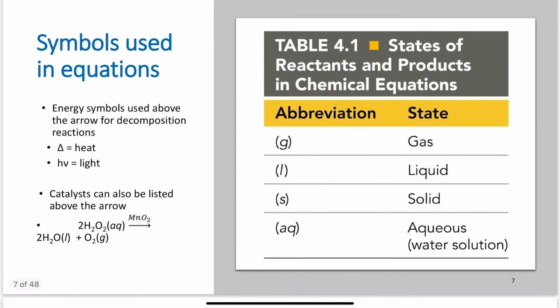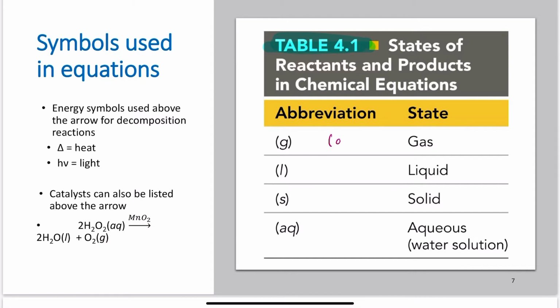Another thing you need to be comfortable with is using symbols in these equations. We have symbols that represent the physical state of the compound. We also have symbols that can be used to identify if we're using heat or light or a catalyst in the reaction itself. So first, let's talk about table 1.4 over here. This is straight from your textbook. You do need to be comfortable with this table, okay? If you have to write these out, you do the same thing.